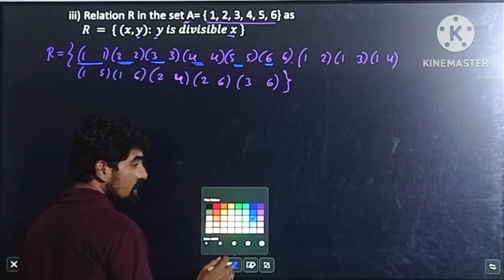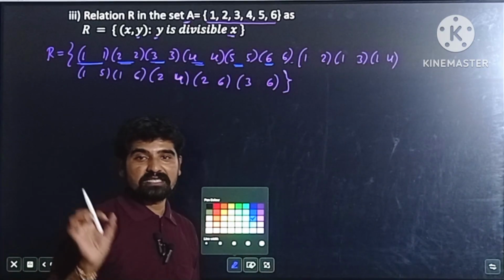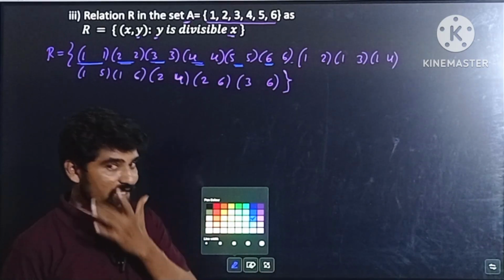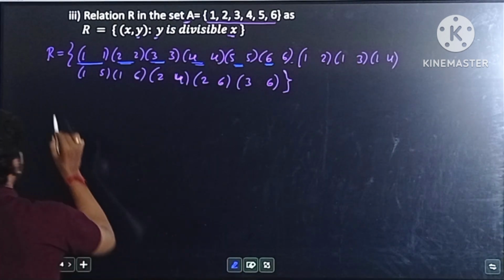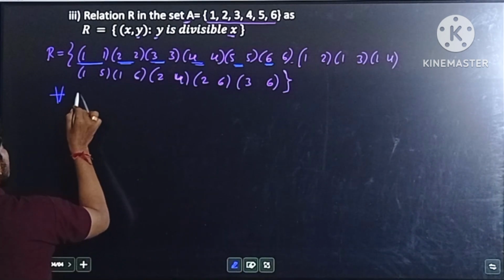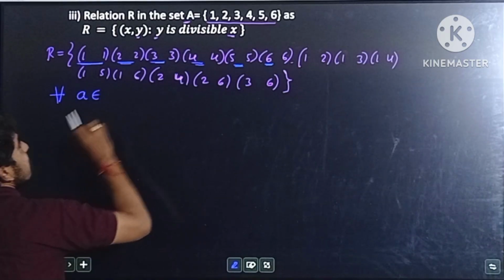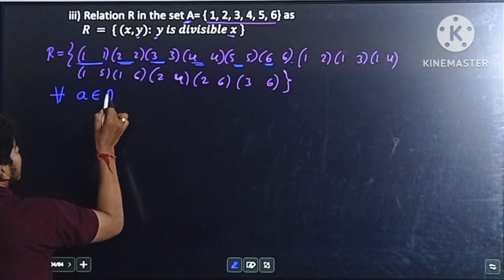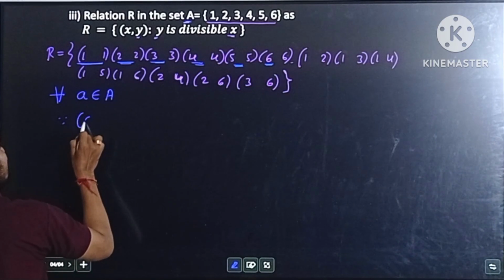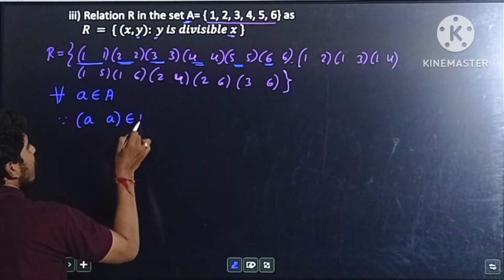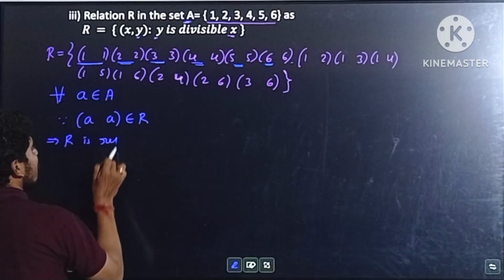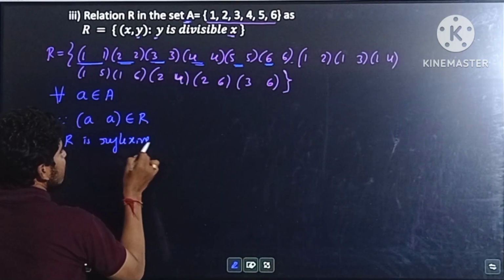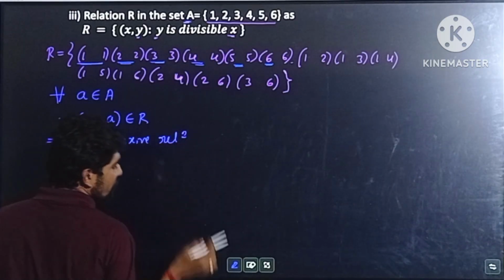So see how to write it. If it is not reflexive, you may give examples. If it is reflexive, then we need to write it by using the definition. So how you write it, see: for all elements that exist in the defined set A, there exist the pairs (a, a) in the relation R, which implies R is a reflexive relation. I hope all of you understand it.